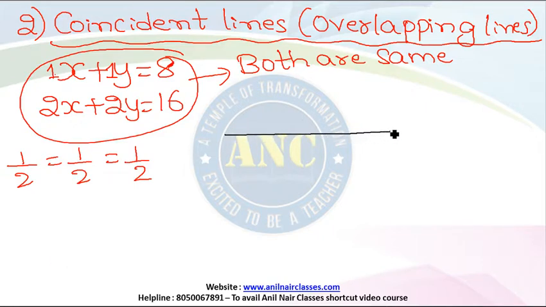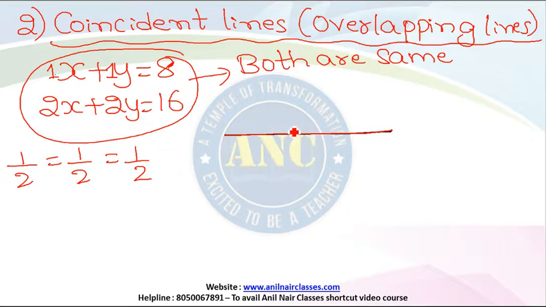a1x plus b1y plus c1 is equal to 0. There is another line a2x plus b2y plus c2 is equal to 0, and that second line is coming and exactly coinciding or overlapping on the first line. First line and second line, they are overlapping.